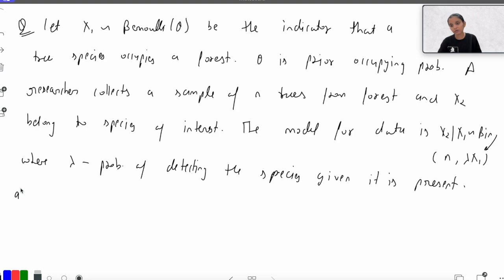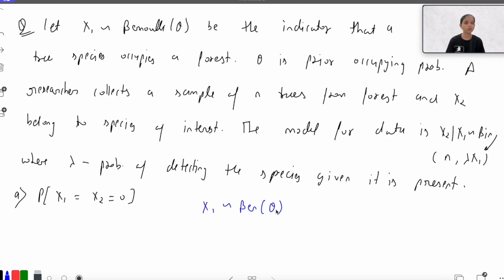We need to find out, let's do the first one, that is the probability that x1 equals x2 equals 0. Okay, so firstly let's write down the information that has been given. We have a random variable x1, which is an indicator variable that a species is occupying a forest. So x1 follows Bernoulli with parameter theta, and theta is the probability that it is actually occupying a forest. And there is a difference: x1 is the indicator variable and theta is the probability of occupying a forest.